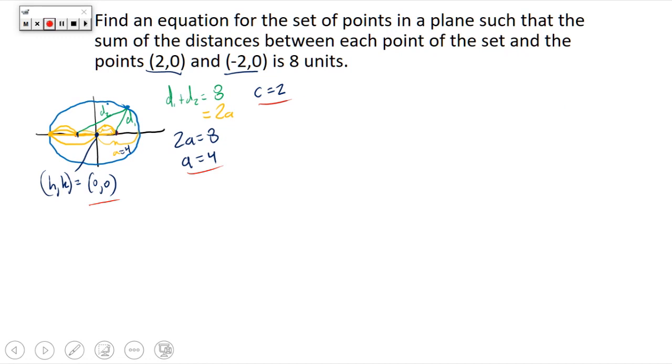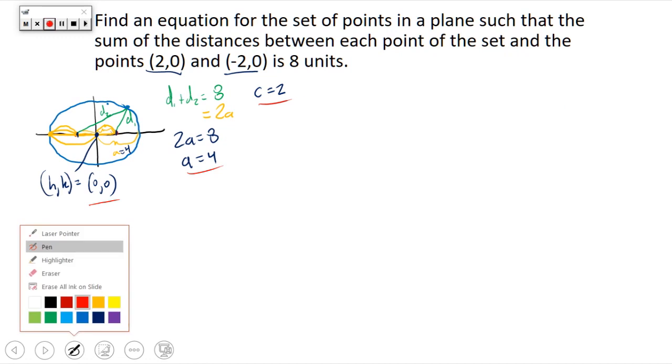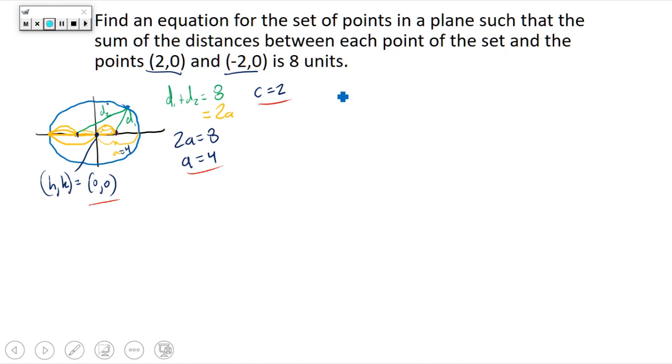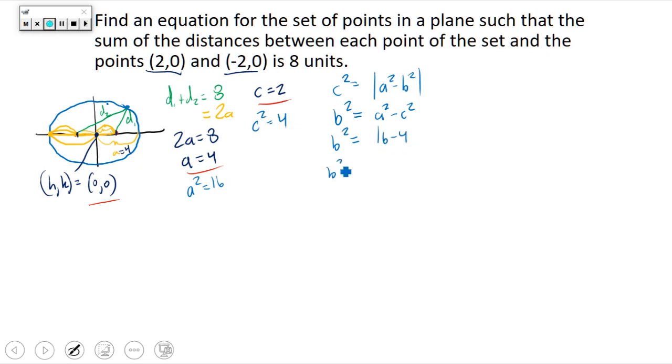That means we can find b, because for an ellipse, c squared is equal to the absolute value of a squared minus b squared. We want to know b squared. So if we solve this for b squared, we get that b squared is equal to a squared minus c squared. So a squared would be 16, and c squared would be 4. So b squared is 16 minus 4. B squared is equal to 12.